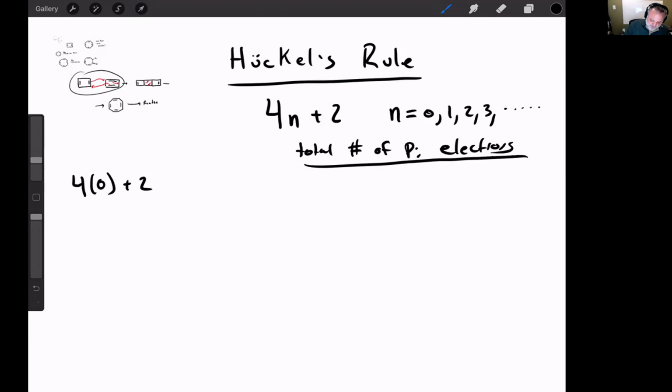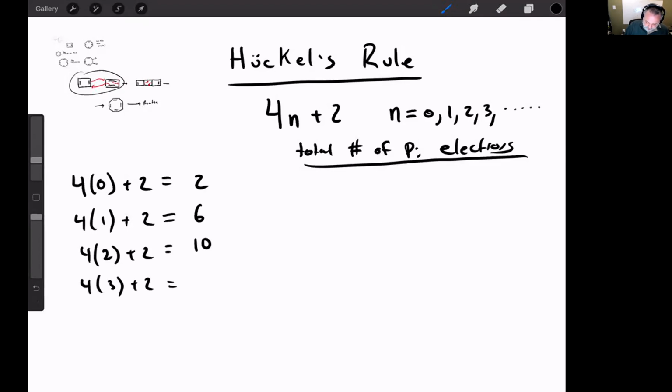And so what does that mean? If I take 4 times 0, add it to 2, I get 2. If I take 4 times 1, I get 4, I add 2. There's my benzene, six electrons. What about 4 times 2 plus 2, that's 8 plus 2, that's 10. 4 times 3 plus 2, what do I get there? 12 plus 2, I get 14. And so what do I get? 1 pair, 3 pair, 5 pair, and 7 pair of pi electrons.